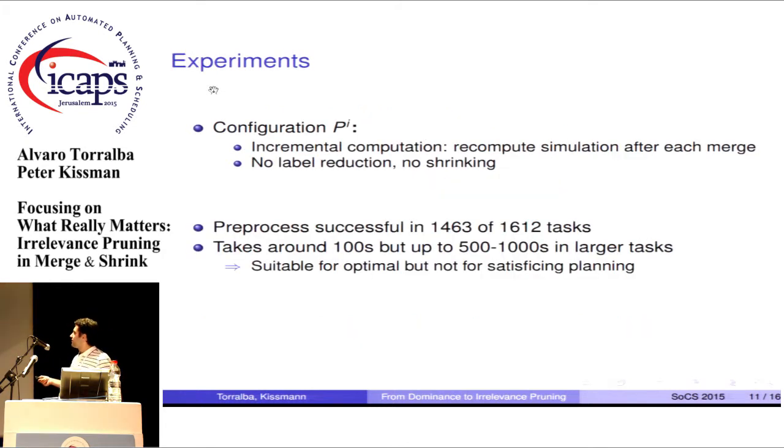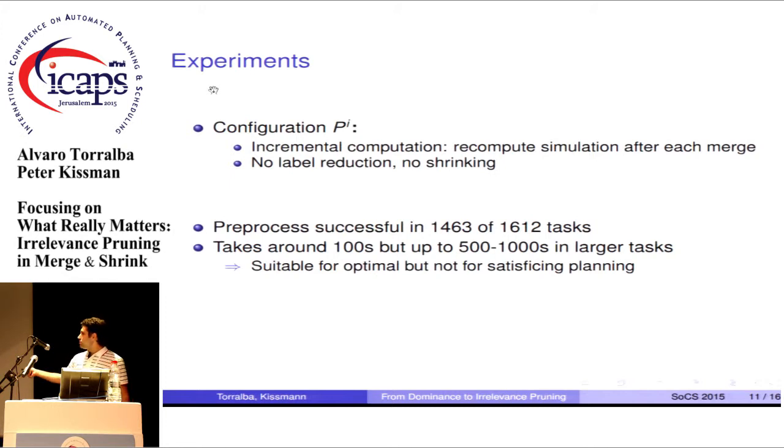Okay, so we ran some experiments, we ran several configurations. The result that I am going to present here perform incremental computation, which means that we recompute this label and state dominance relations in every step of the merge and shrink, so after every merge. And we disable label reduction and bisimulation shrinking. And this is because label reduction and bisimulation shrinking doesn't always help to get more pruning.